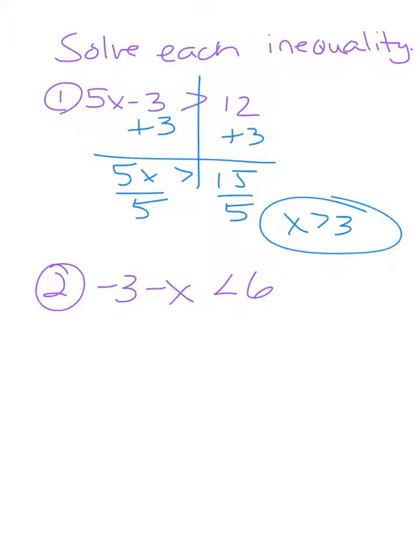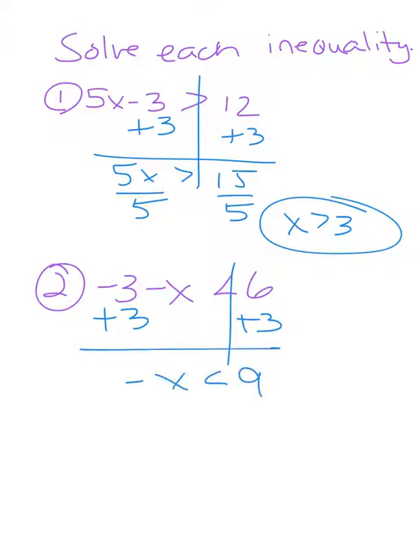In number 2, I have negative 3 minus x is less than 6. So again, there's my wall. I'm going to get that x by itself, so I'm going to add 3 to both sides. And I have negative x is less than 9. Now I don't want negative x, I want positive x. So that's negative 1 times x, so into the opposite operation. Now notice because I divided by a negative number, I need to change the direction of the sign. So that less than becomes greater than. I have x is greater than negative 9.